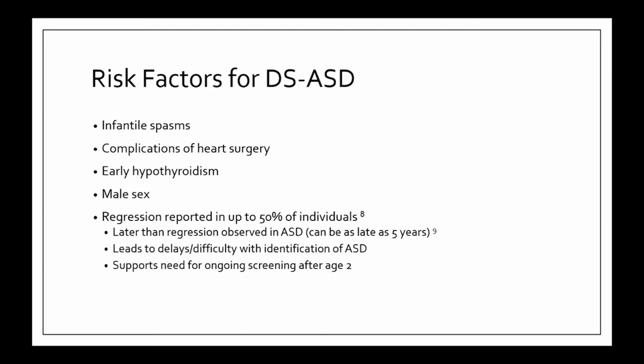And this is really important because if we're monitoring early development, we may need to screen for symptoms of autism later in life. So for individuals without Down syndrome, we usually screen at 18 months and 2 years of age. For individuals with Down syndrome, we should continue to be screening for symptoms of autism so that we can catch individuals who may show these differences.